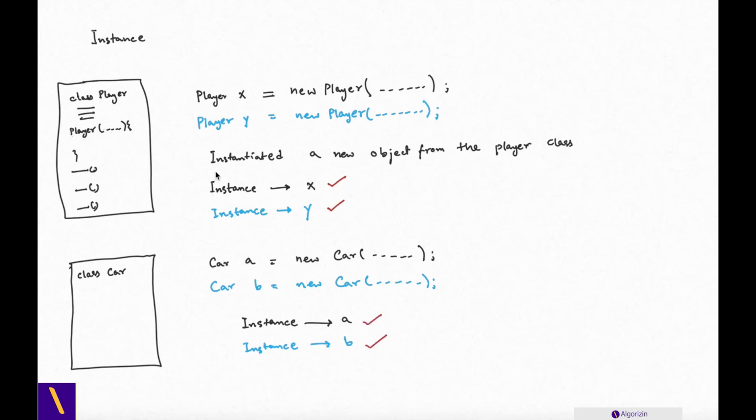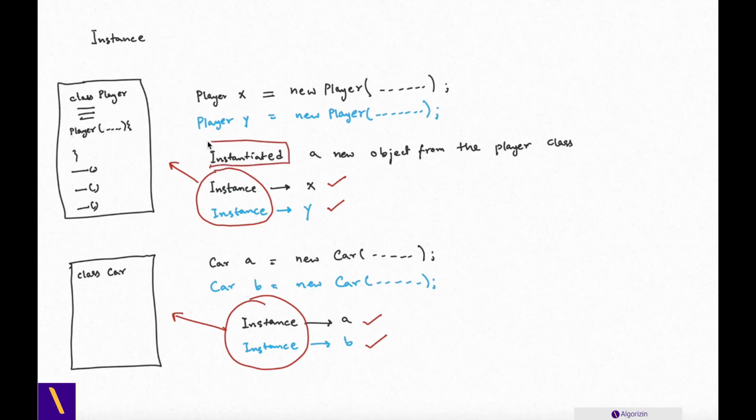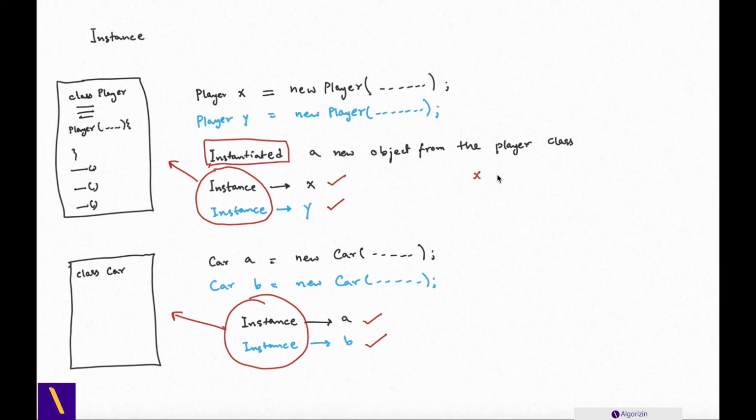However, X and Y are instances of the player class, and A and B are instances of the car class. So whichever class you create an object from, that object is basically the instance of that class. And when you create that object, we say that you have instantiated an object, which means X is an object, Y is also an object, A is an object, and B is also an object.